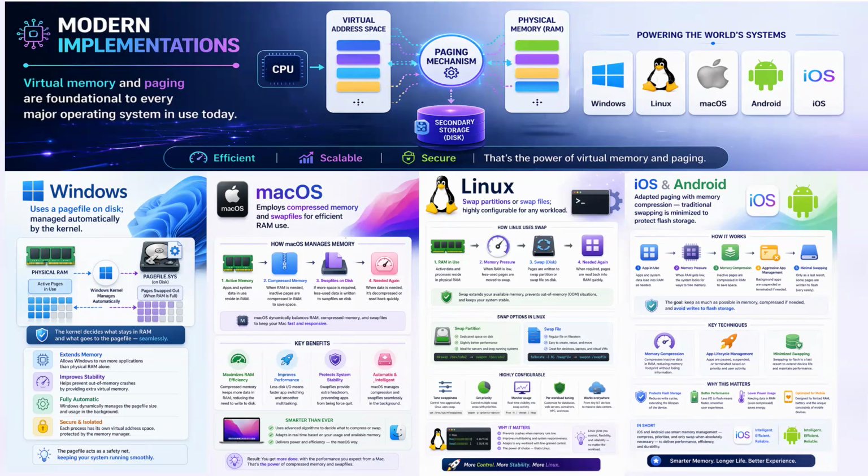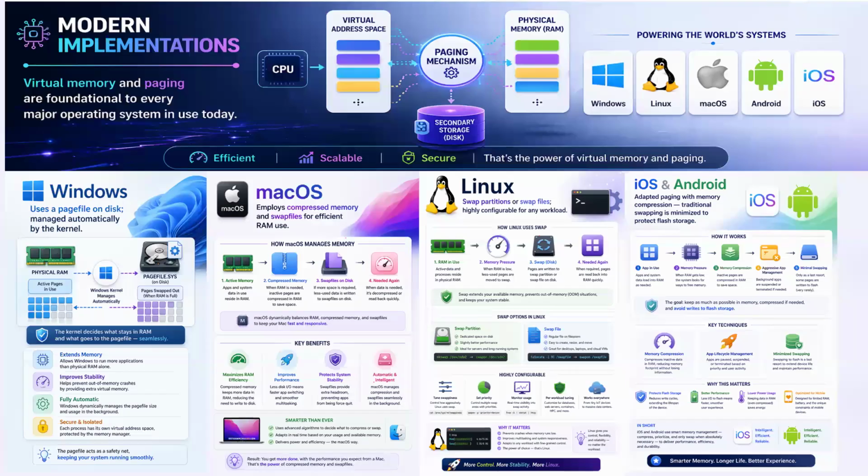And lastly, mobile systems, iOS and Android. Now let's look at these mobile platforms: iOS, the Apple mobile operating system, and Android, the mobile operating system. These systems face a unique challenge. Like you know, there's limited memory and flash storage, which has a limited lifespan. So instead of heavy swapping, they rely more on memory compression and intelligent memory management. Traditional disk swapping is minimized to protect storage, improve battery life, and maintain responsiveness.